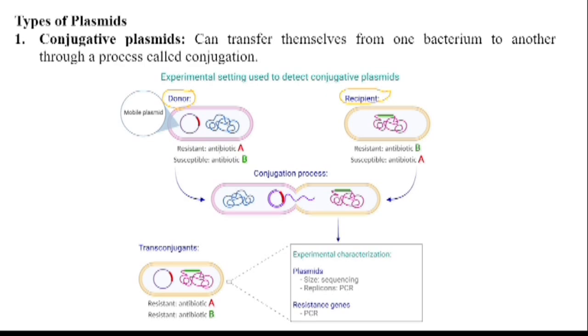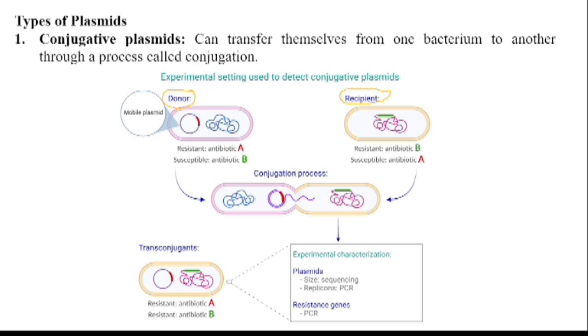So resistant antibiotic is in red color, and susceptible antibiotic is in green color. So you can see here resistant antibiotic B and susceptible antibiotic A. This process is performed with the help of the conjugation process. Here there is formation of a conjugation tube between the bacteria, and the plasmid is going to easily transfer from one cell to another cell.